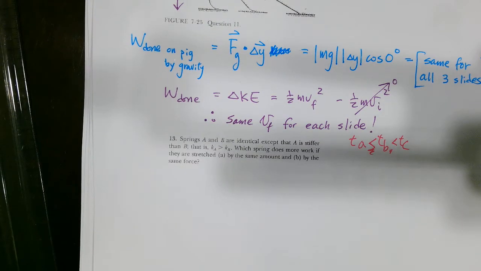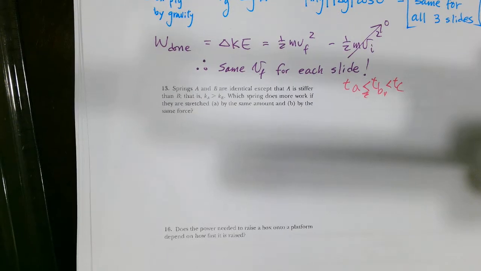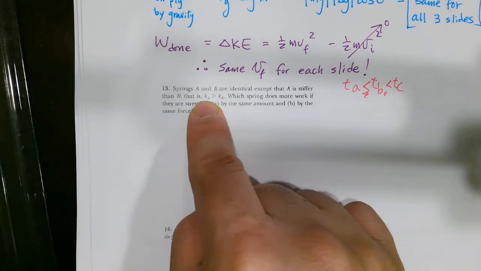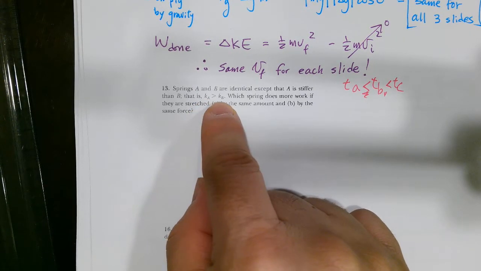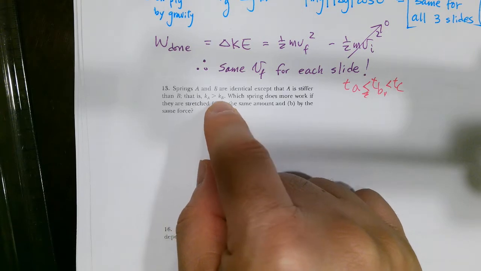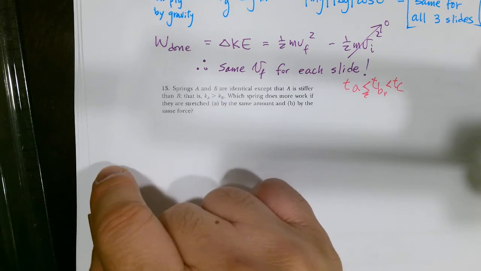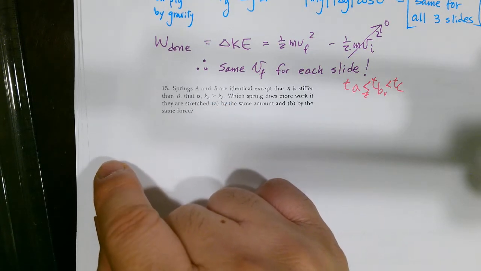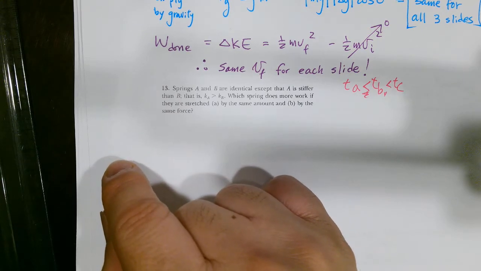All right, let's take a look at number 13. Springs A and B are identical except that A is stiffer than B. So spring constant K sub A is bigger than spring constant K sub B. Which spring does more work if they are stretched?